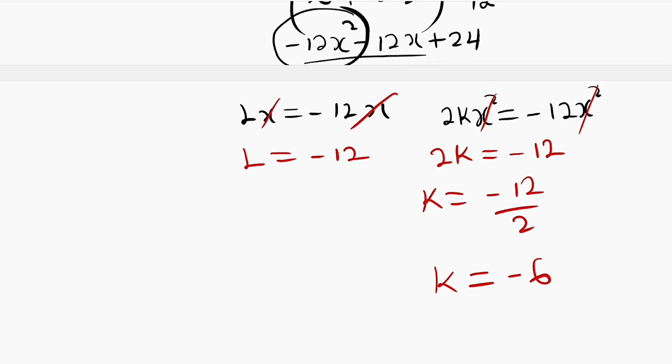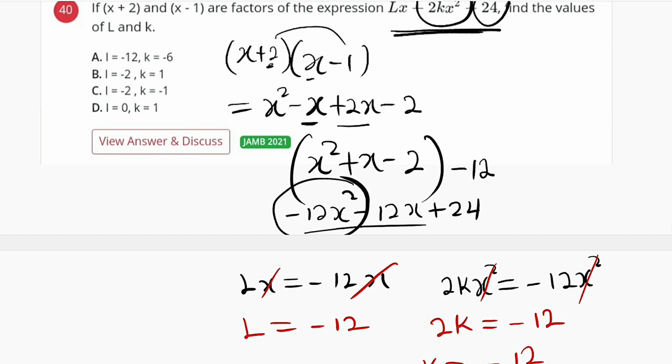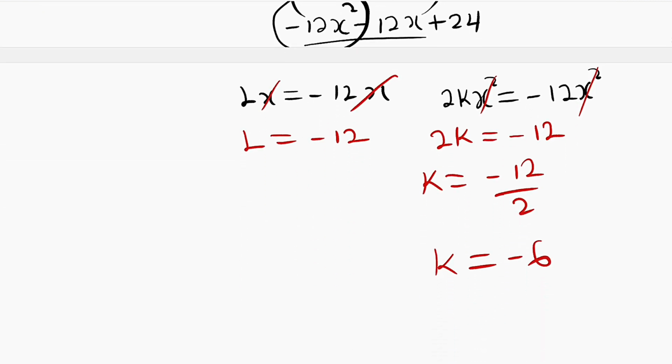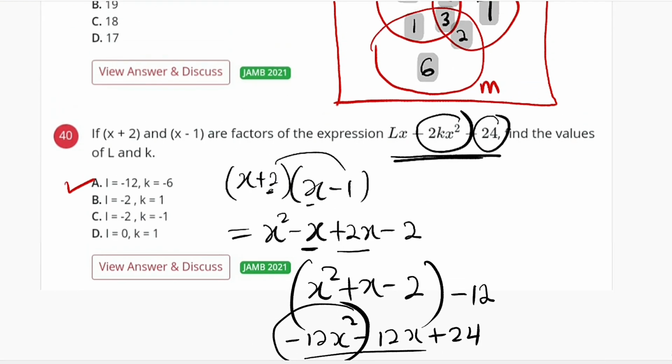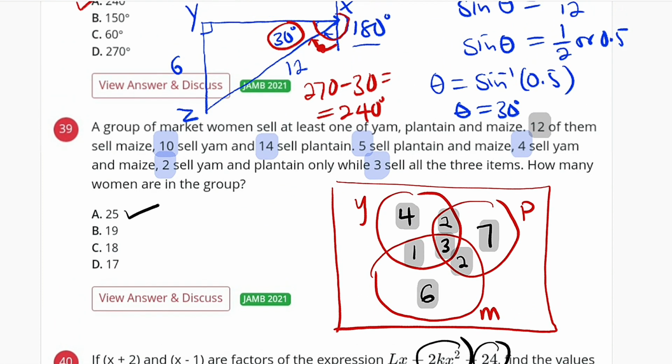So you can see that L is negative 12 and k equal to negative 6. Let us find them here. L negative 12 and k negative 6 is option A. And this comes to the end of this tutorial. This is the walkthrough for JAMB question 2021. Subsequently, we are going to look into the JAMB question 2020.